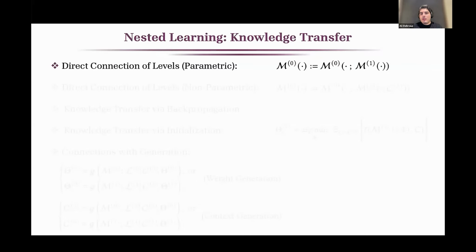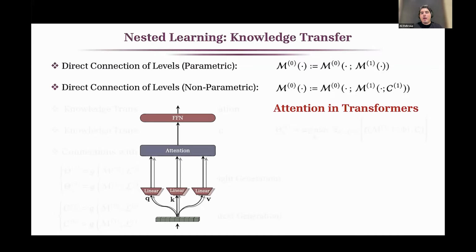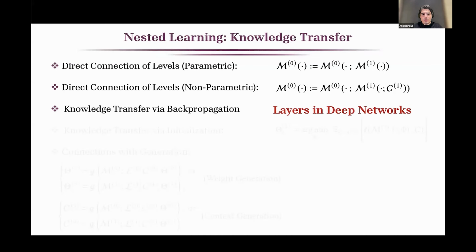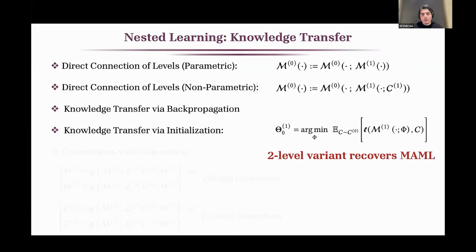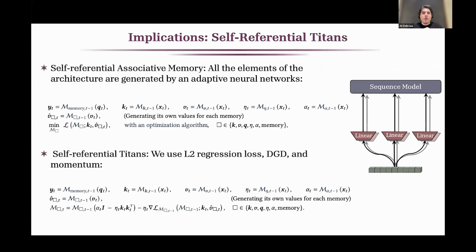When I do that in a parametric manner, then I will have recurrent neural networks. If I do that in a non-parametric manner, I will have attention in transformers. Or, for example, we can have knowledge transfer using backpropagation, which is what's happening in layers in deep neural networks. Or we can do knowledge transfer via initialization, which is equivalent to two-level variants of model agnostic meta learning. Or we can come up with other design choices, for example, hyper networks, optimizers, and architectures. So generally, it's a very, very general formulation.